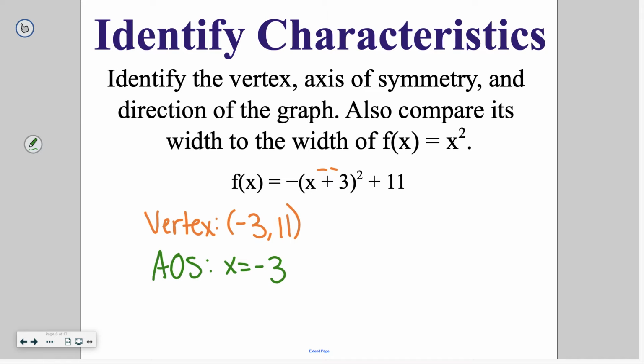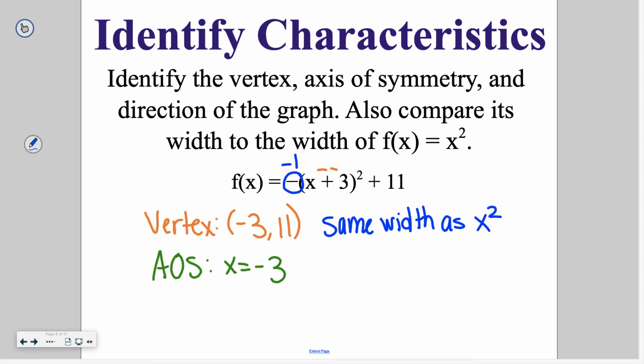Then when it comes to the direction of the graph, that's when I switch gears to look at this value out front. Right now it's just a negative sign, which means that it's a -1. Since it is a 1 here, I would say it is the same width as x squared. If it's a number other than 1, we're going to have to pay attention to whether it's wider, between 0 and 1, or narrower, bigger than 1.